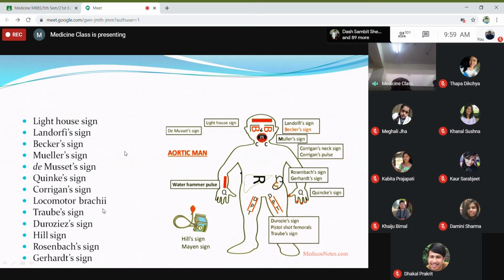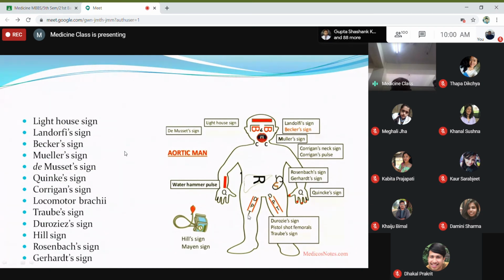Locomotor brachialis will be seen in the brachioradialis area, and this is the water hammer pulse. Quincke's sign is the pulsation seen on the nails. Rosenbach is the pulsatile liver, and Gerhard's is the pulsatile spleen. And in this, there are also Duroziez's, the pistol shot sign, and Traube's sign.